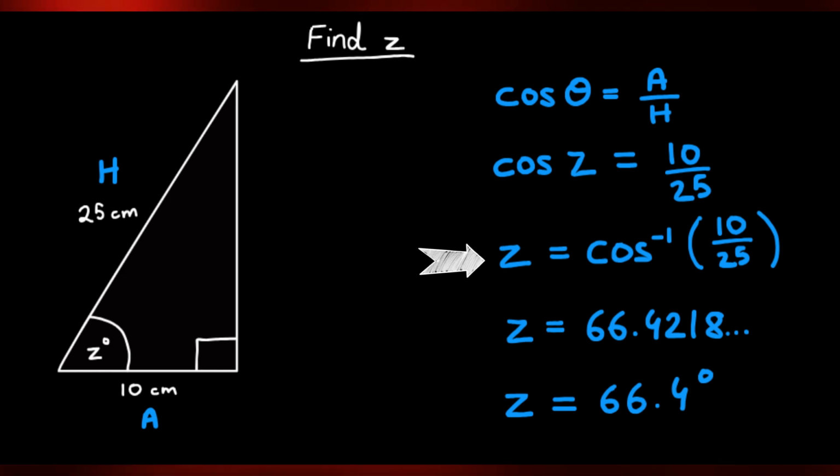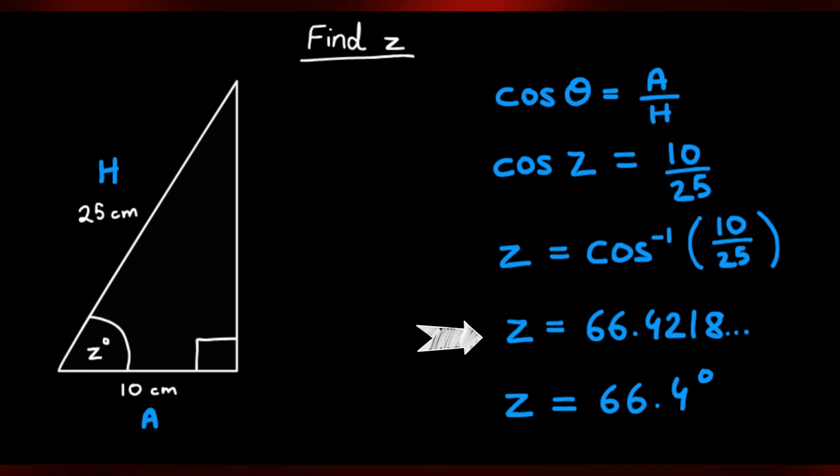To do that, we will use inverse cos. For that, press the Shift button on your calculator and then press the cos button. Cos button usually has cos written on it. Next, enter 10 by 25 into the brackets and press the equals to button to get the answer.